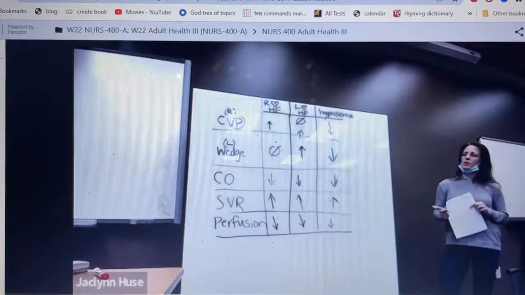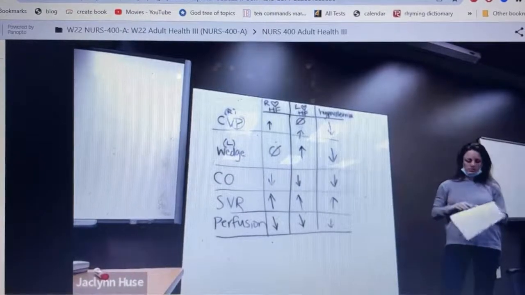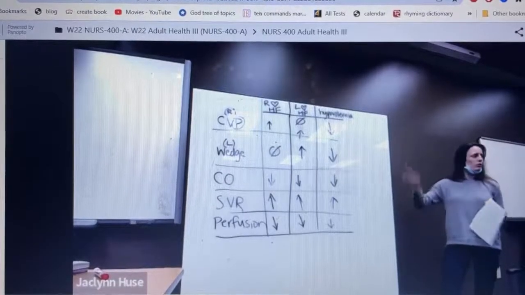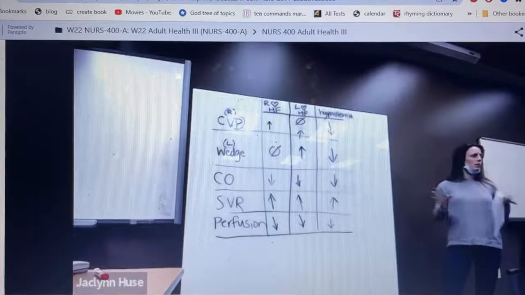You want to take a picture of that before I erase it? Is this helpful? It kind of just helps to see the big picture of what's happening.